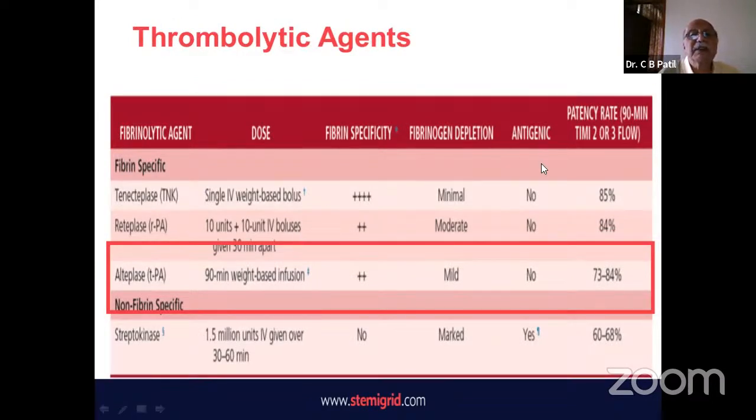Tenecteplase is a bolus agent and it's very highly fibrin specific. Reteplase is also 10 units, and the second 10 units is to be given after 30 minutes. Again, fibrin specific. And see the TIMI 3 flow, that means almost like a normal flow, achieved 85% with tenecteplase, 84% with reteplase, alteplase 73 to 84%, but it should be given over 90 minutes infusion. Streptokinase 1.5 million units given over 30 to 60 minutes, and it causes a patency rate of 60 to 68%. It is less compared to the fibrin specific agents.